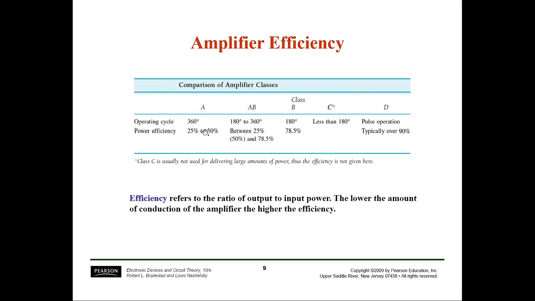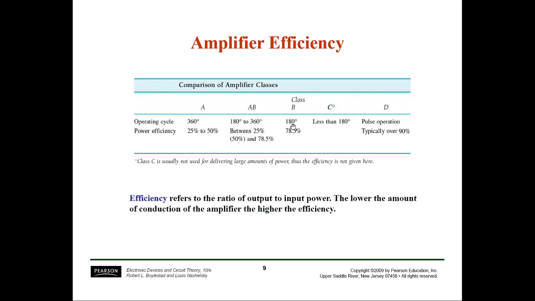So, the comparison. In class A, there is 360-degree conduction. Due to that, the power efficiency is 25 to 50%. In class AB, 180 to 360 degree conduction is there, so the efficiency is between 50% and 78.5%. You will find the efficiency over there.